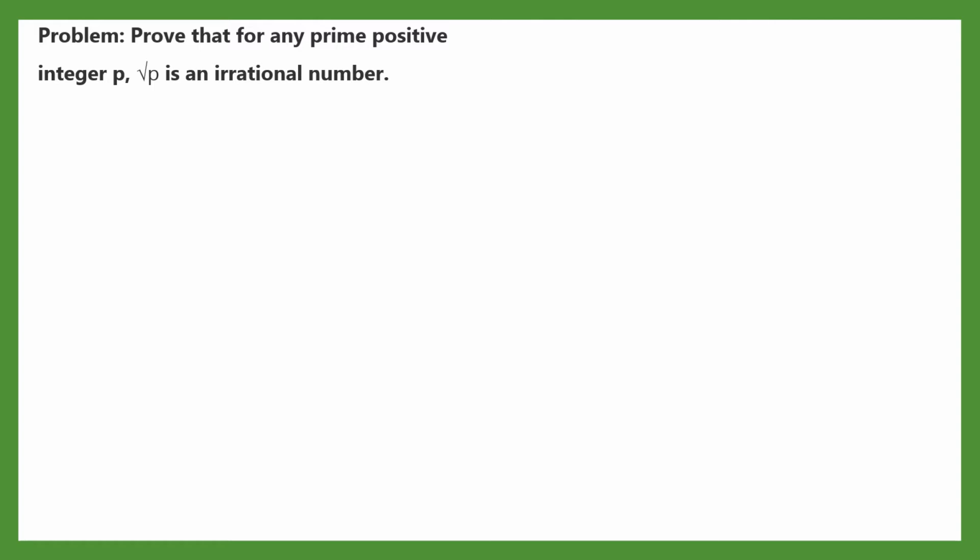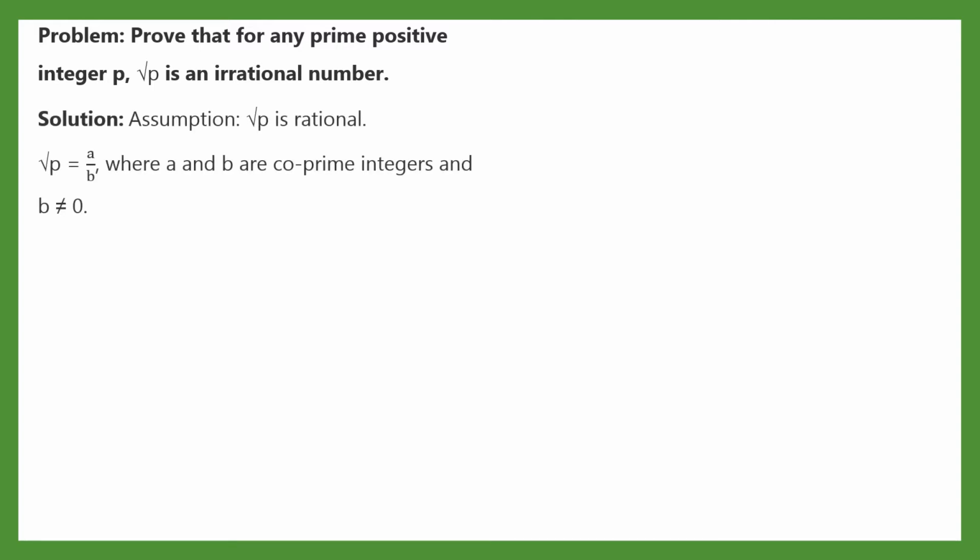The first problem. Prove that for any prime positive integer p, root p is an irrational number. In the last class we discussed this type of problem. We proved root 3 is an irrational number, or root 5 is an irrational number. We are proving the generalized statement now. Now you take any prime number p, then root p is always irrational. You have to prove this. We will follow the same steps we followed in the case of root 3 or root 5 or root 7.